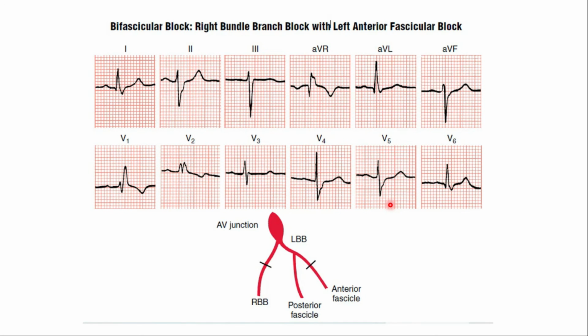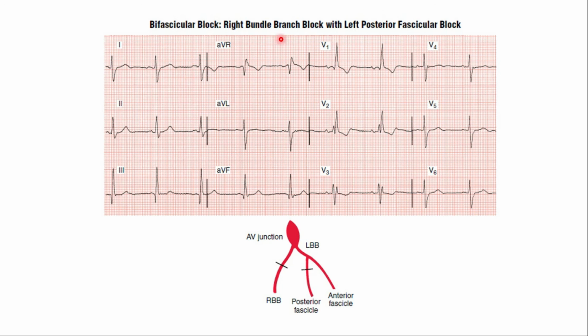So this is one of the examples of bifascicular block in which there is a right bundle branch block associated with left axis deviation. As you can see, tall R waves in leads 1 and AVL and deep S waves in foot leads like 2, 3 and AVF, denoting left axis deviation. Okay, so this is right bundle branch block with left anterior fascicular block, and this is right bundle branch block with left posterior fascicular block.